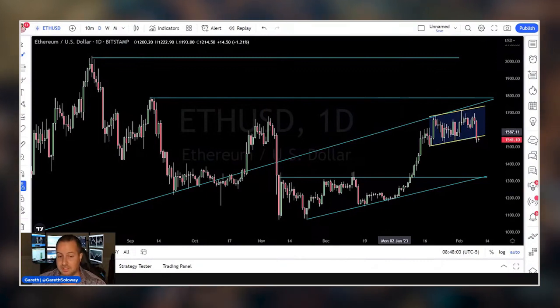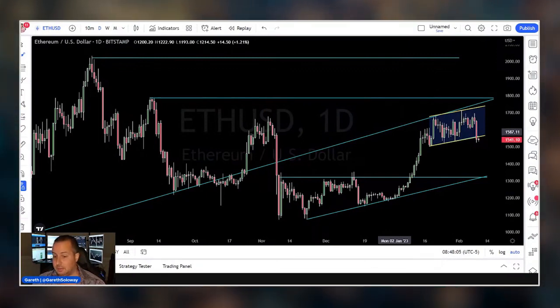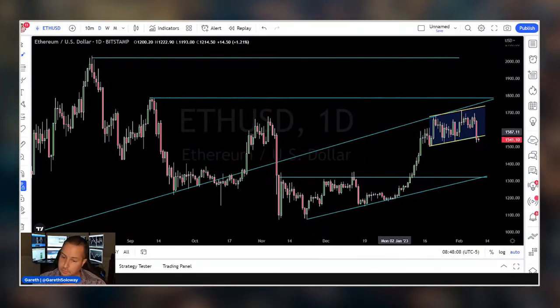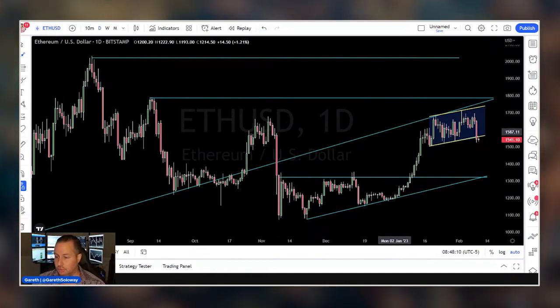Does it also make sense that if the dollar is making a bull flag and it breaks up, that we could also see crypto fall in this chart? Yes, it does. It all should align, right? And again, it doesn't mean it's always going to work out perfectly.